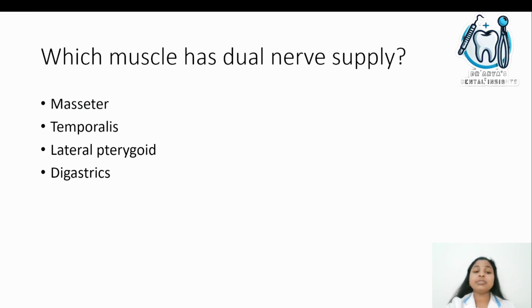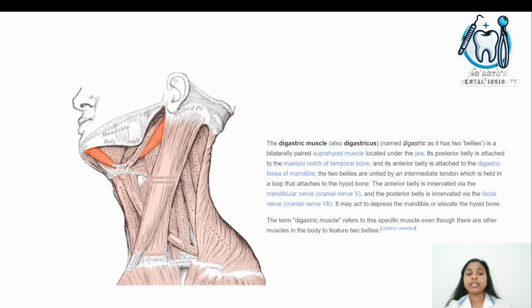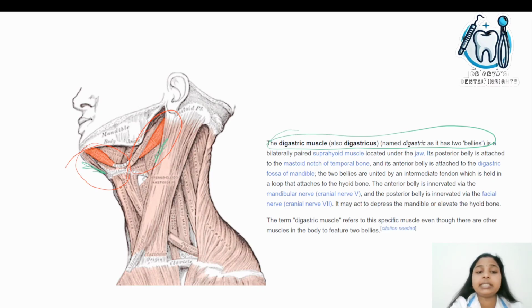So the next question is which muscle has dual nerve supply? The options are masseter, temporalis, lateral pterygoid, or digastric. This is the picture showing the digastric muscle. Here it is the anterior belly of digastric, and this is the posterior belly. The term implies there are two bellies, the anterior belly and the posterior belly, that is the digastric muscle.